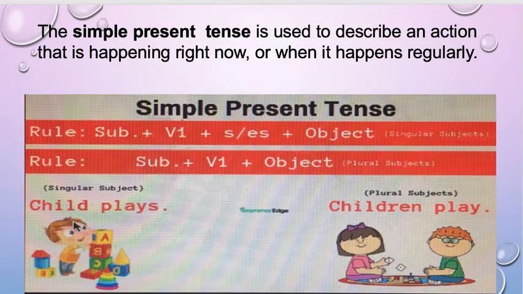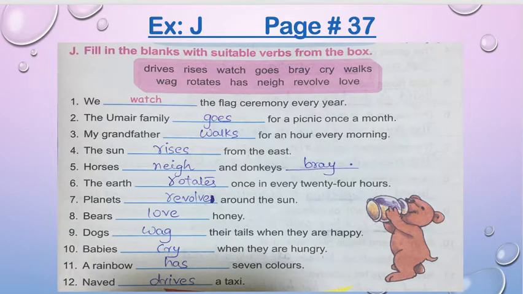Okay, students? Come on now. I want you to take out page number 37, exercise J in your Grammar Today books. Okay, students? I hope you are ready with your books. Okay, now let us do exercise J in your grammar book.